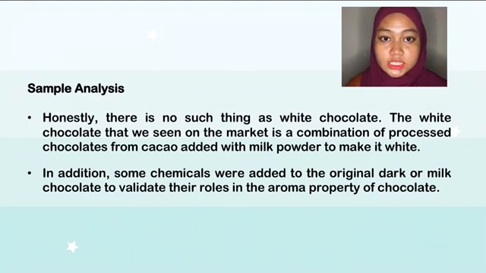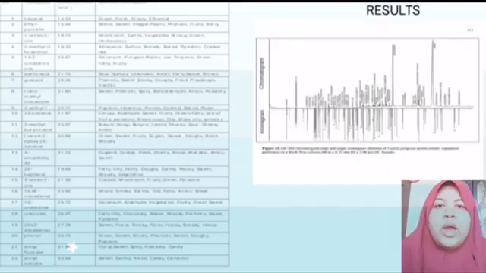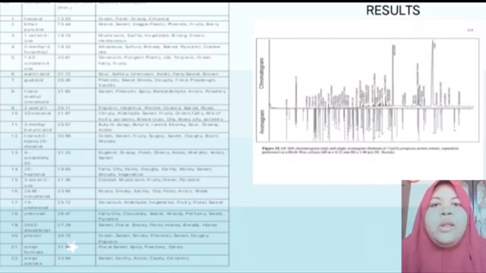In addition, some chemicals were added to the original dark or milk chocolate to validate their roles in the aroma property of chocolate. From figure 1, we can know the detection time of the compound by looking at the peak. In this table, we list the compound detection time and detail of the compound that we have found in this analysis.